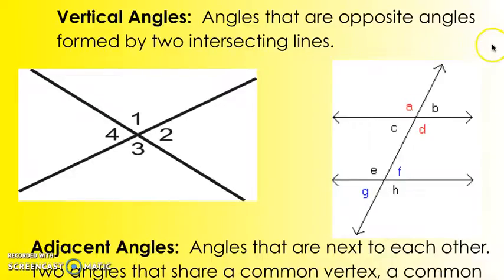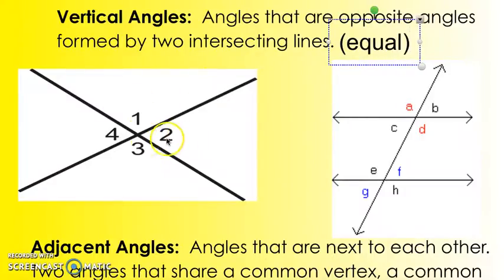Let's look at some other names for angles. Well, we have vertical angles. Vertical angles are ones that are straight across from each other, and they are equal to each other. So if I see vertical angles, I know that angle 2 and angle 4, since they're opposite of each other, are equal to each other. And notice they're created by two intersecting lines, and that's why it makes them equal. Angle 1 and angle 3 are also equal with each other, and so they're called vertical angles.